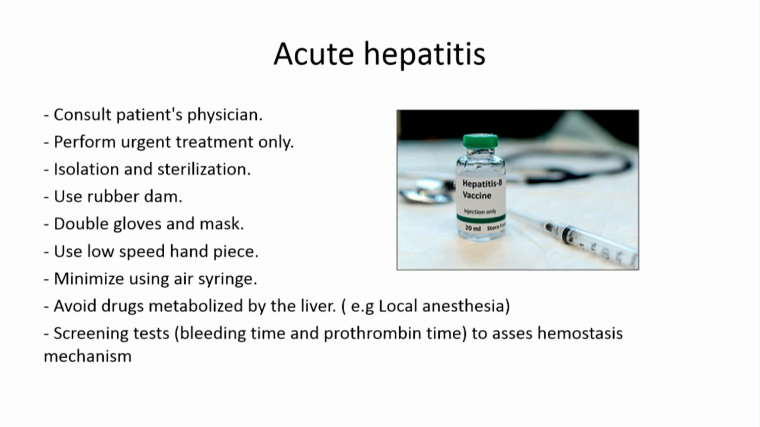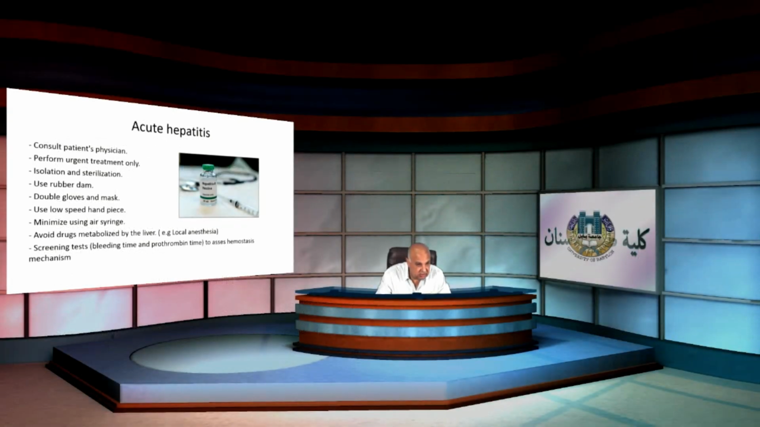We have to avoid drugs metabolized by the liver, for example local anesthesia. Usually we use amide type local anesthesia, which is metabolized in the liver. So in a patient with acute hepatitis, we have to avoid the amide type, and it is better to use the ester type because it is metabolized locally. We also have to avoid acetaminophen, aspirin, tetracycline, ampicillin, and benzodiazepines, because these drugs are metabolized in the liver and there are disturbances in liver function, so we have to avoid such drugs.